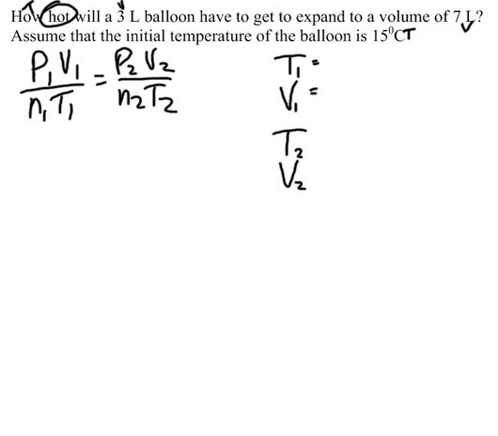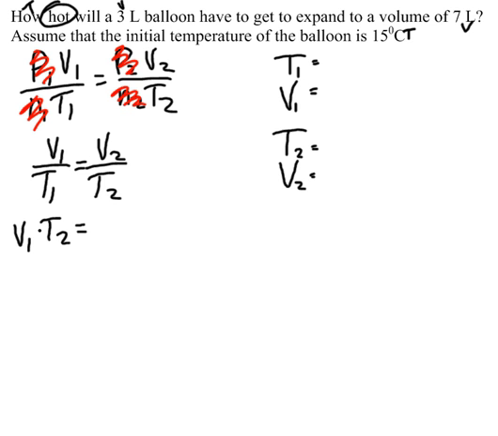Because these are the variables that I have, I can assume that all the other variables are constant. So the number of moles and pressure are gone. Don't need to worry about them. They did not change. So I can rewrite this equation as V1 over T1 equals V2 over T2. Cross multiply just the variables, and then you can plug in the numbers later. V1 times T2 equals V2 times T1.